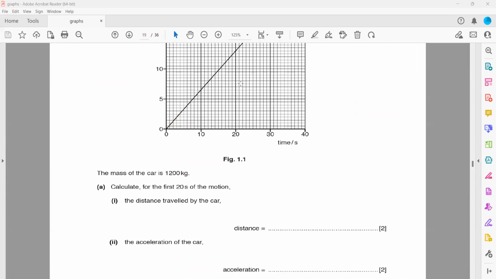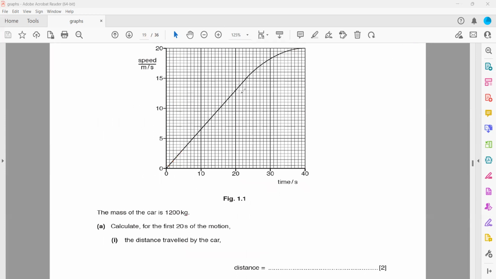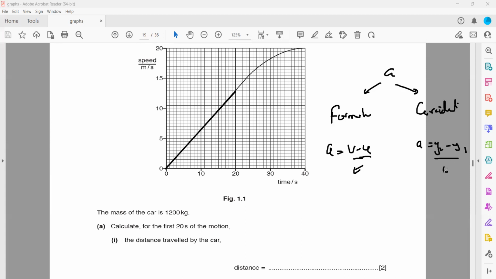Then the acceleration of the car in the first 20 seconds. So how to work out acceleration? Because for the first 20 seconds it is a straight line, you have two possibilities for a speed time graph. If you need an acceleration, you can use a formula or you can use a gradient. The formula for acceleration is v minus u over t. For gradient, we use the formula y2 minus y1 over x2 minus x1, taking any two points. I prefer to use a formula, just substitute the values.